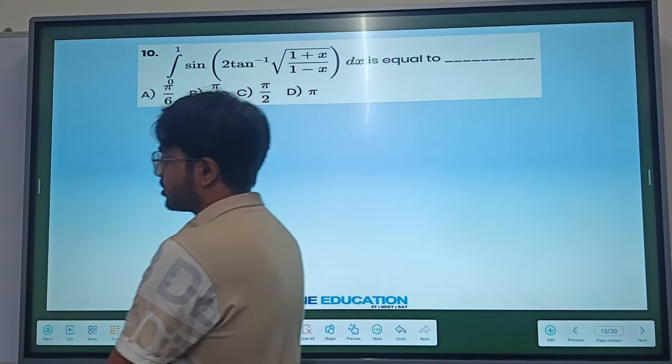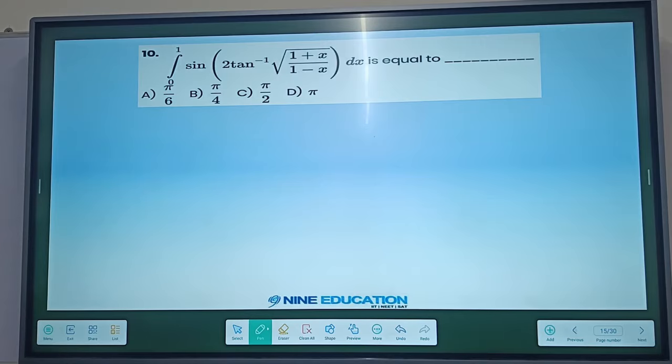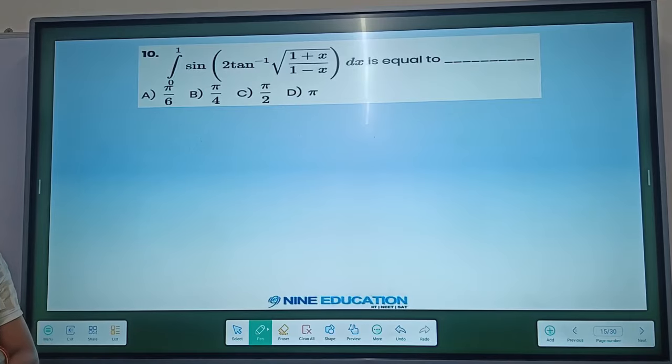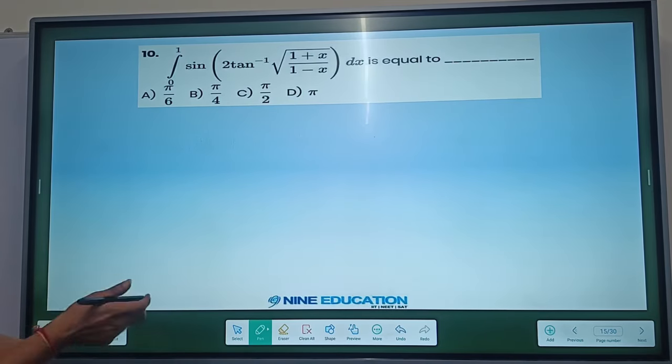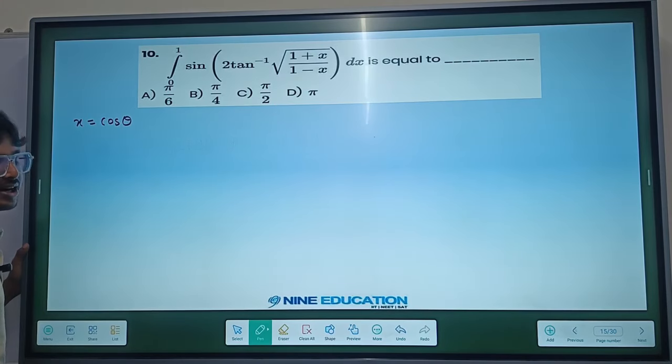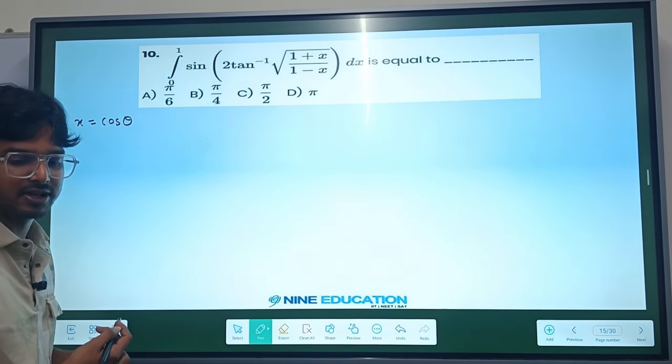Okay, next is a question of definite integration 0 to 1 sine of 2 tan inverse root 1 plus x by root 1 minus x. So we have root 1 plus x by 1 minus x. How can I simplify it? If I take 1 plus cos theta or 1 minus cos theta form, so x would be cos theta. If I take x as cos theta, I can get it as 1 plus cos theta.